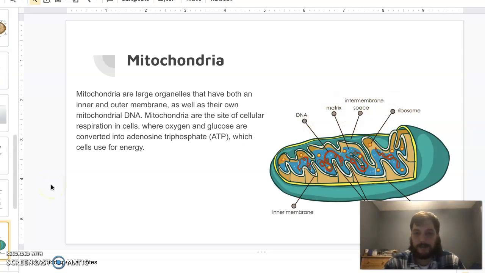So on to the next organelle, the mitochondria. The mitochondria are large organelles that have both an inner and outer membrane, as well as their own mitochondrial DNA. And the big thing with these is they have to do with the production of energy. They're the site of cellular respiration in cells, which is where oxygen and glucose, which is sugar, are converted into adenosine triphosphate, or ATP, and that's the main source of energy that animals and humans use. So the main function of the mitochondria is the production of energy.